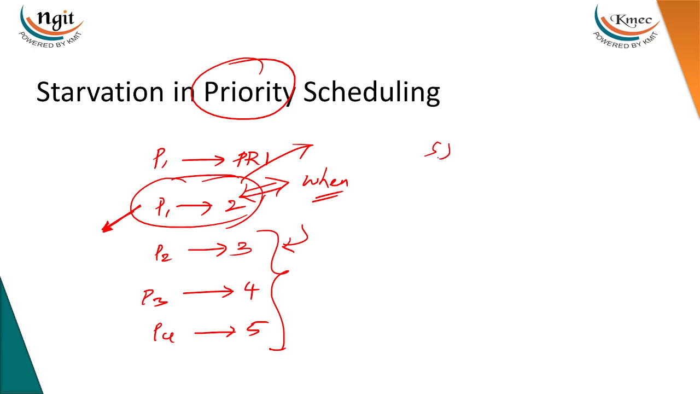And I already told you, SJF and SRTF are special cases of priority scheduling where the criteria is burst time, minimum burst time.